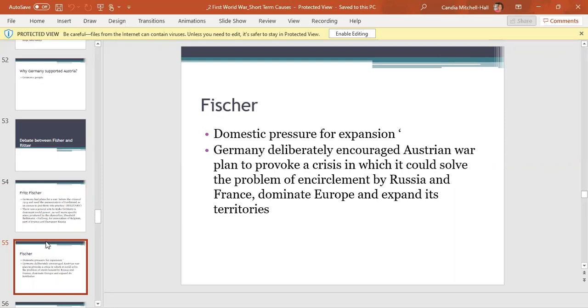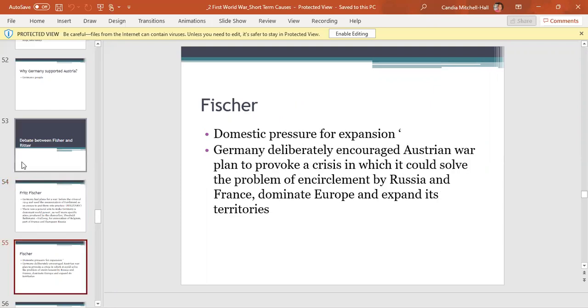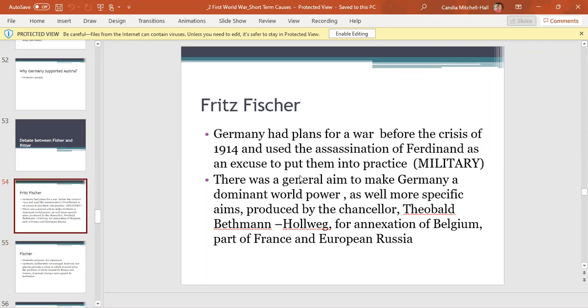All right. So Fisher is blaming who for the First World War? Germany. Because Fisher said Germany already had a war plan, which is the Schlieffen plan, and they used the assassination of Archduke Ferdinand as an excuse to go straight into war and put the plan into practice. They basically encouraged war because they wanted land. They wanted to take over Belgium, part of France, and part of Russia. So Germany is the one that should be blamed for the war.